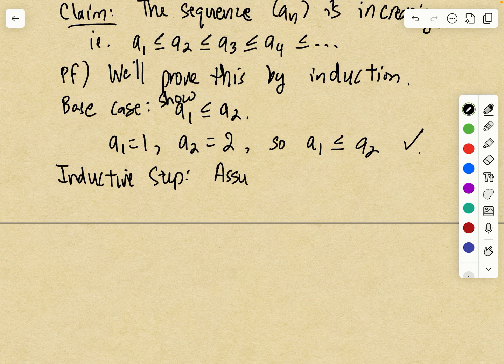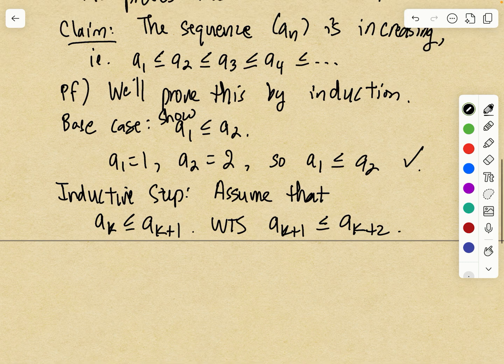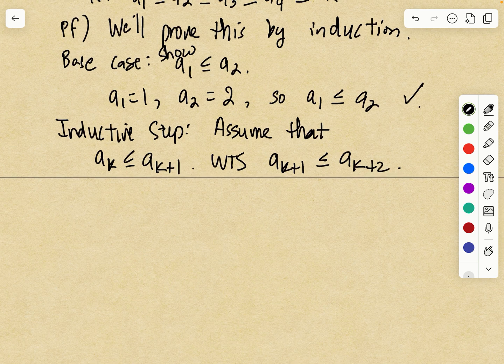So we assume that the statement is true for k, that a_k is less than or equal to a_(k+1). We want to show that the statement is true for k plus 1, that a_(k+1) is less than or equal to a_(k+2). Why don't you take a moment and try doing that, and then we'll go over one possible proof. Okay, let's go over the proof. So we're assuming that a_k is less than or equal to a_(k+1). We want to show that a_(k+1) is less than or equal to a_(k+2).